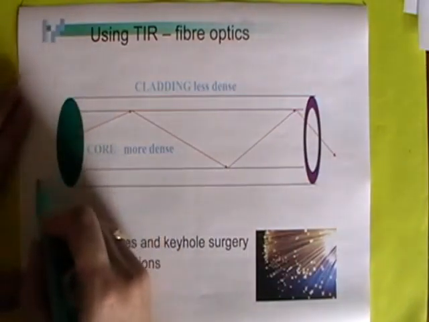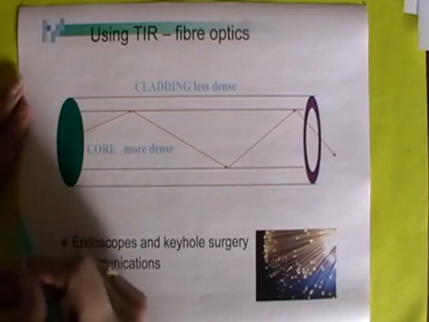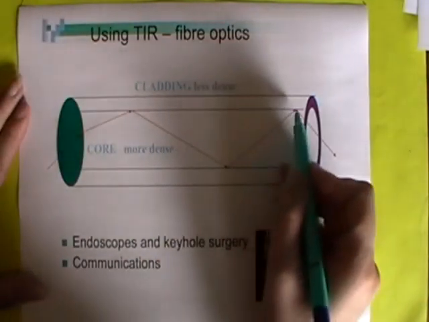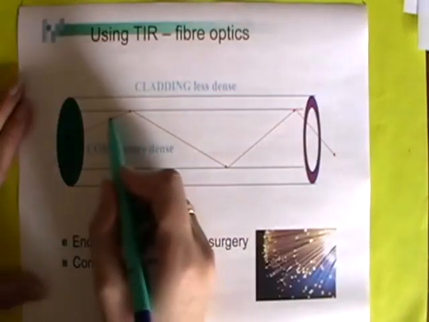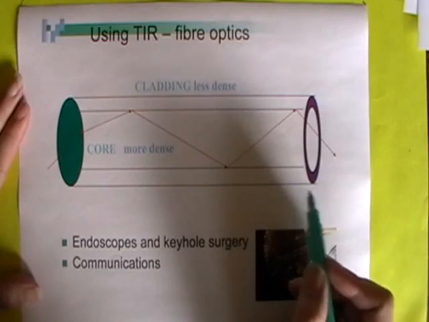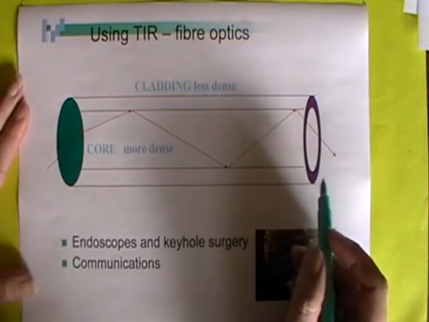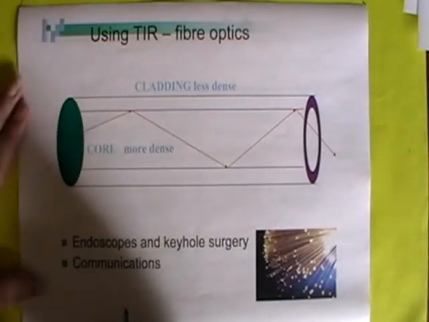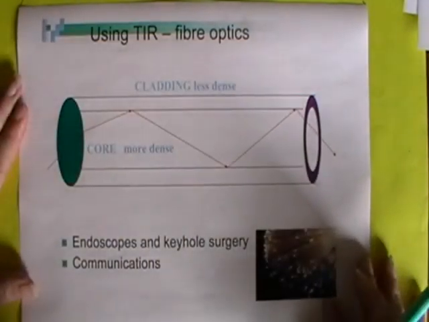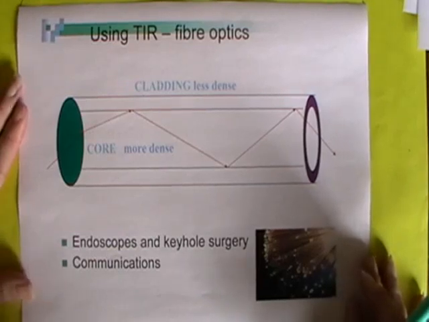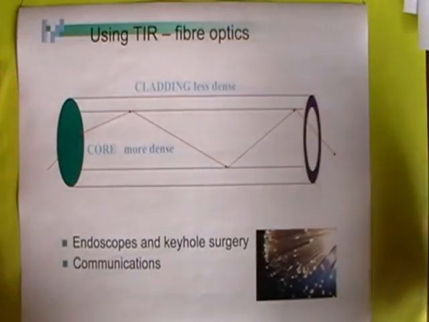When the ray of light enters the fibre optic at an angle, when it meets the surface of the core, it is totally internally reflected. So all the light is reflected all along the length of the endoscope. None of the light is lost or diminished. This means that we can use this in endoscopes and for keyhole surgery, and also for communications, because there's no loss of signal throughout the length of the fibre optics.